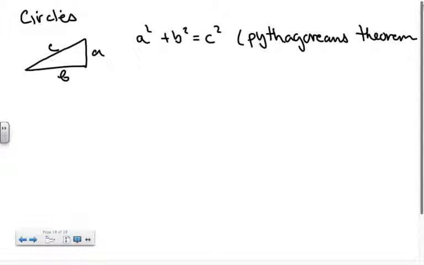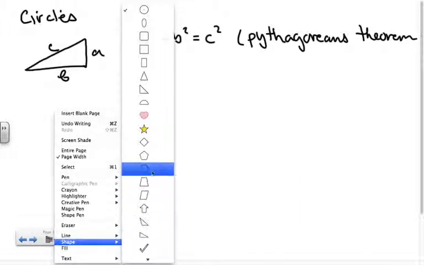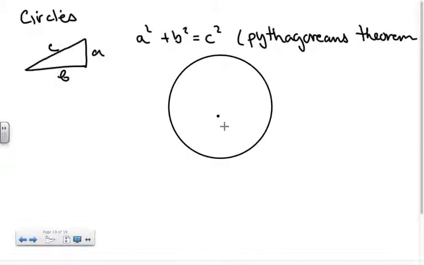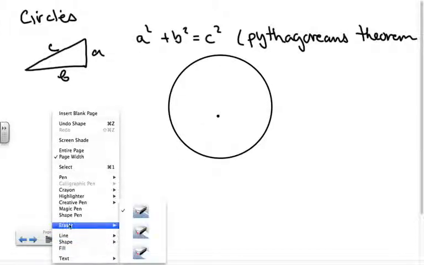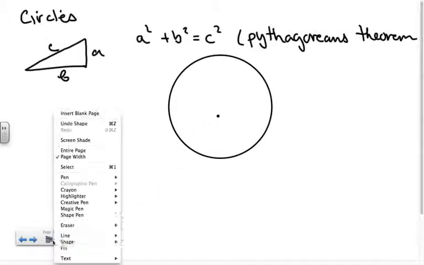A circle has a similar form of this equation. So I want to graph and show you what the circle looks like. Shape, let's get a circle. This is a lot easier to work with. Okay. A circle has certain properties to it. One of them is it has a center.